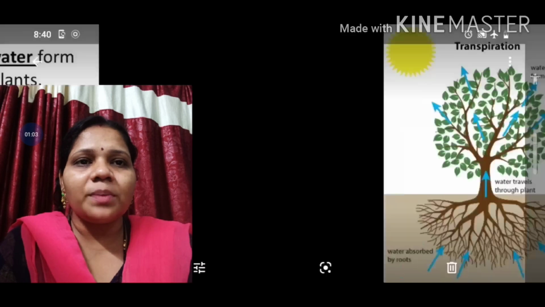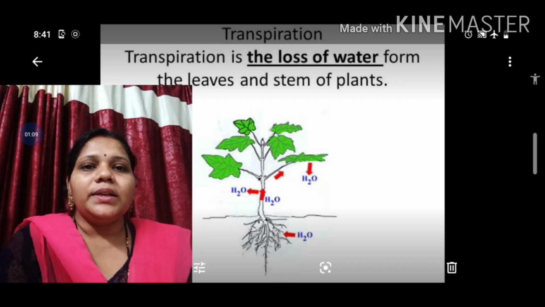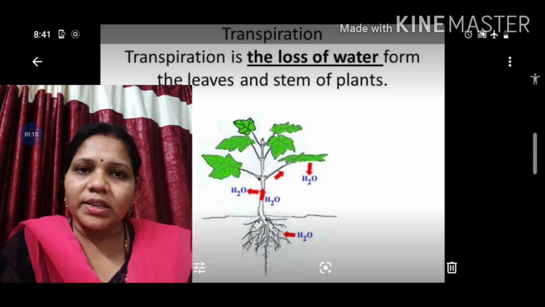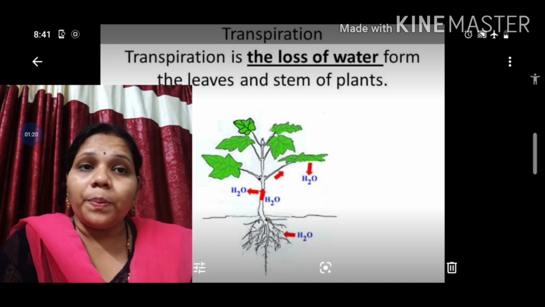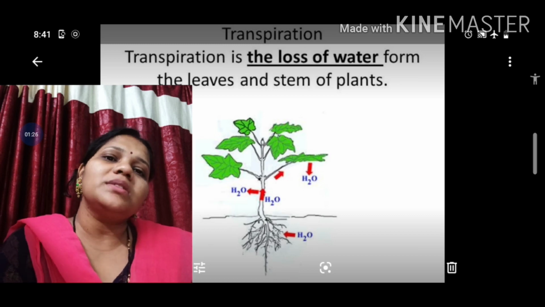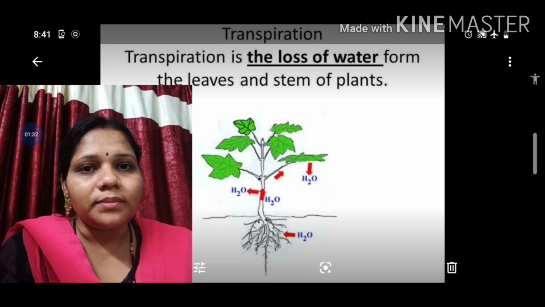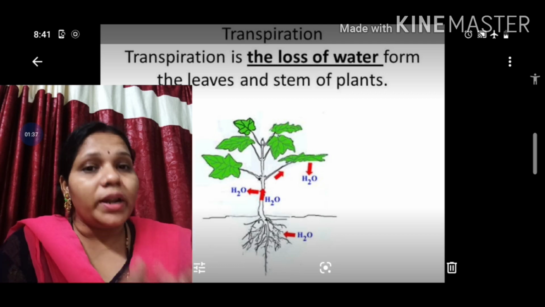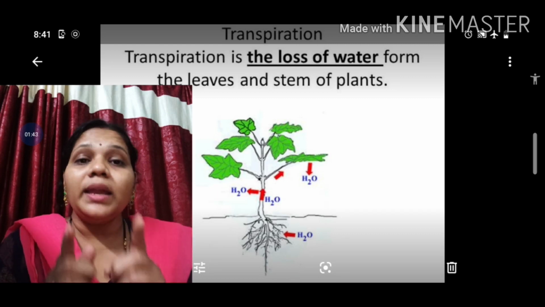So what is the definition of transpiration? The loss of water from the leaves and stems of the plant in the form of water vapor is known as transpiration. If the loss of water is transpiration, then what is the definition of evaporation? Evaporation also has the same definition, the loss of water. So what is the difference between evaporation and transpiration? Generally, evaporation occurs in both living as well as non-living bodies, whereas transpiration occurs only in living plant cells.